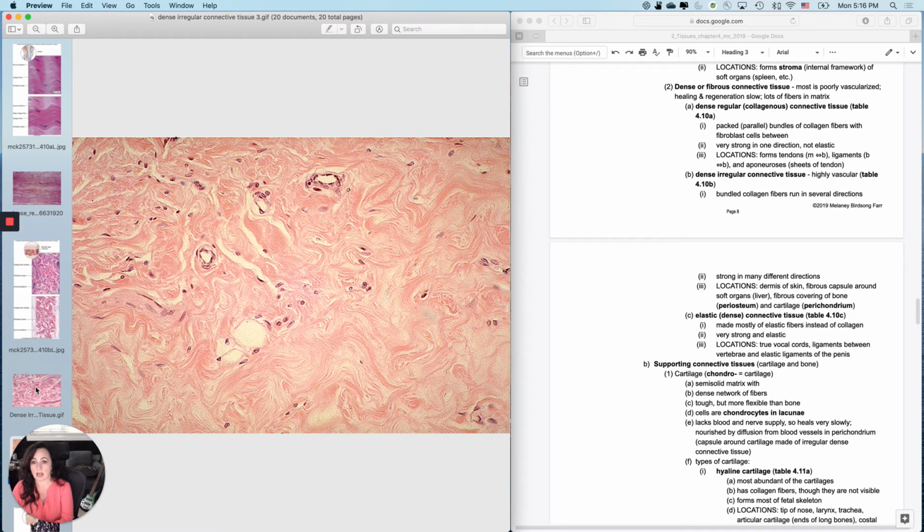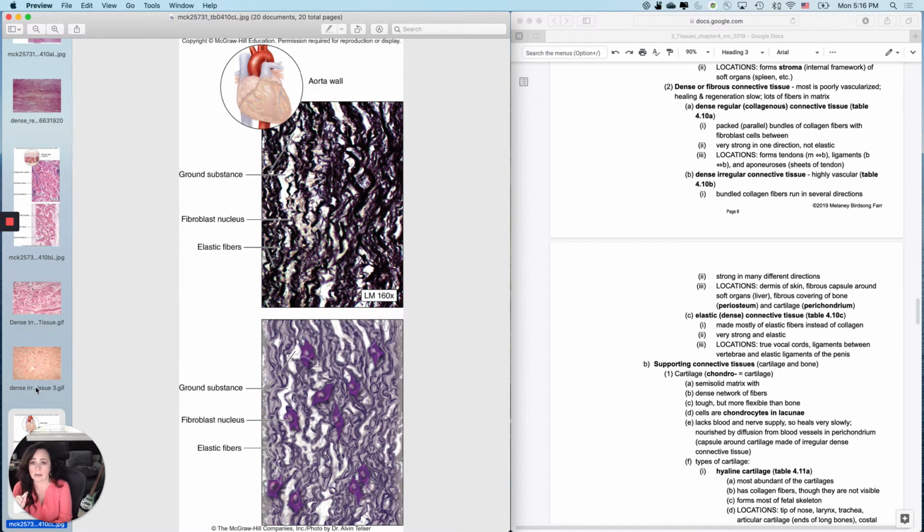And then this is dense irregular as well, but that's kind of a hard slide. I probably wouldn't ask you on that one. And then this is elastic dense connective tissue. What you have with this one, first of all, it looks like kind of a mess. It's hard to tell what you're looking at, but if you have a whole bunch of dark bundles of fibers running parallel to one another, or relatively parallel to one another, it is elastic. These are elastic fibers, but they're bundled and parallel.